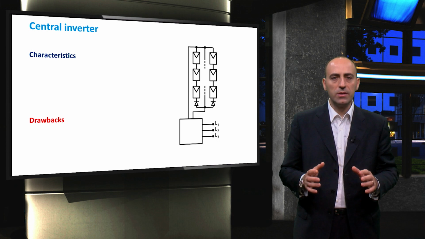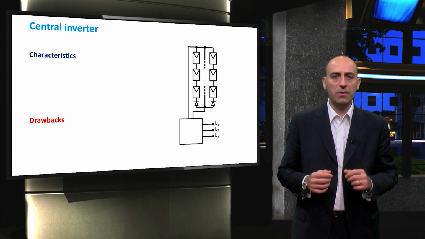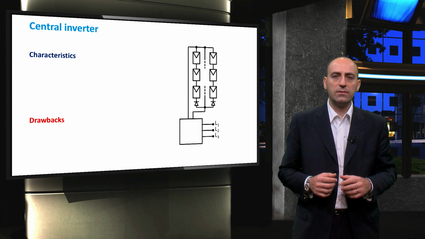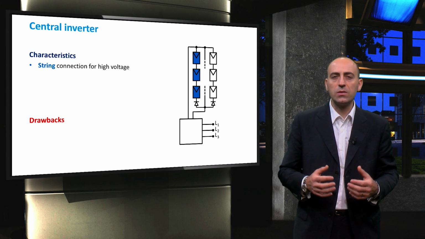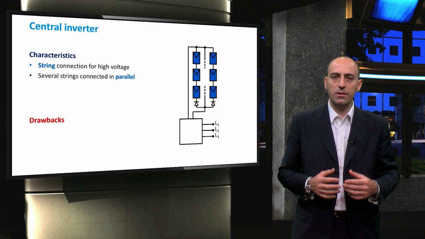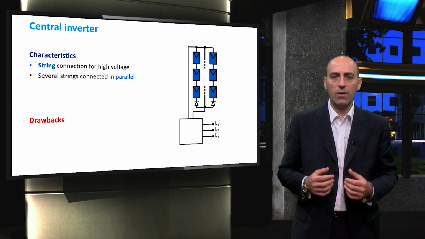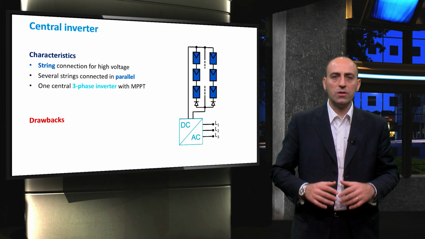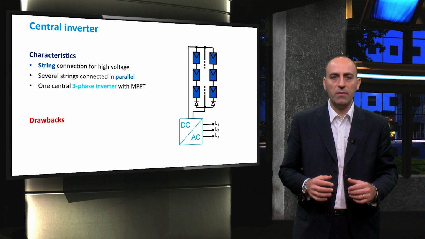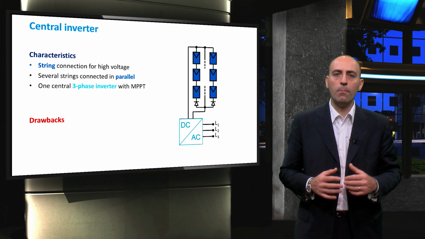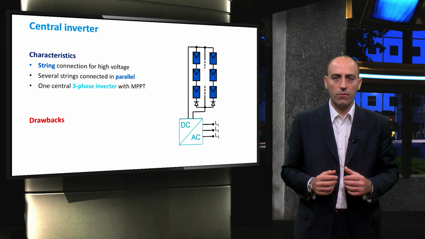Let's start with the simplest architecture employed in PV systems, the central inverter installation. Here, PV modules are connected in strings, leading to an increased system voltage, and then the strings are connected in parallel, forming a PV array, which is connected to one central inverter. This configuration is mostly employed in very large-scale PV power plants, with the central inverter usually being DC to three-phase and performing both maximum power point tracking and power conversion.